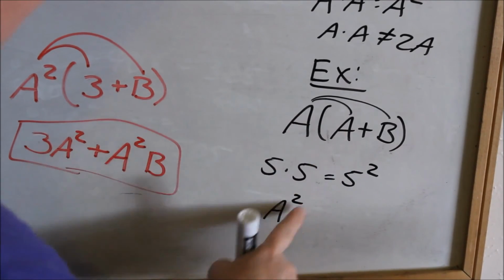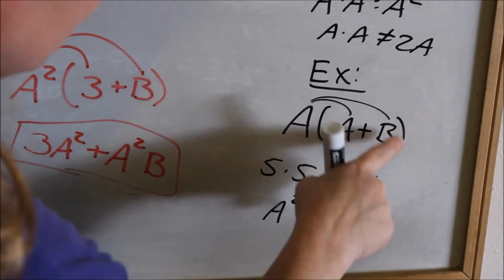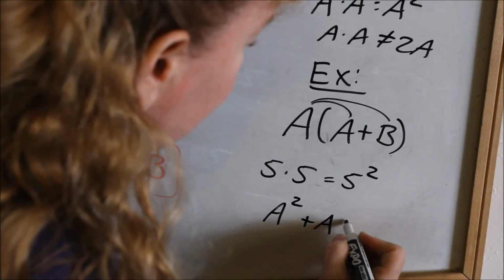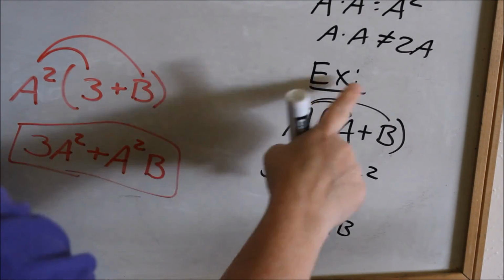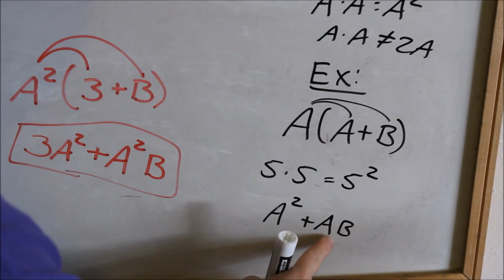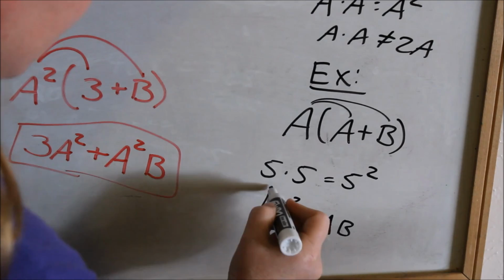So a times a is a squared, and then a positive a times a positive b is a positive. A times b is ab. A positive a times a positive b is a positive ab. ab implies a times b. And that's how you would write that.